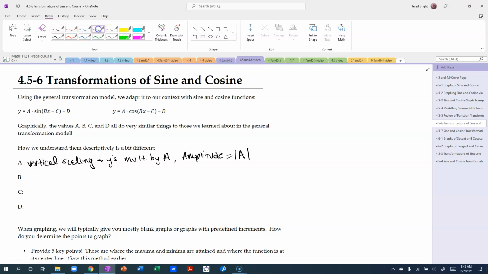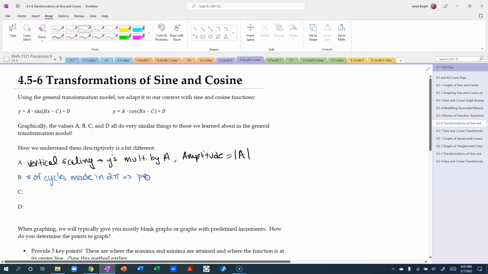Now I'm going to leave B for a minute because that's a little odd. Or sorry, B is actually fine. C is the one that's odd. B tells us graphically the number of cycles made in 2 pi. So if it's 3, it makes 3 complete revolutions in 2 pi. Consequently, to find the period, all we have to do is take 2 pi divided by b to get a single period. That's kind of nice.